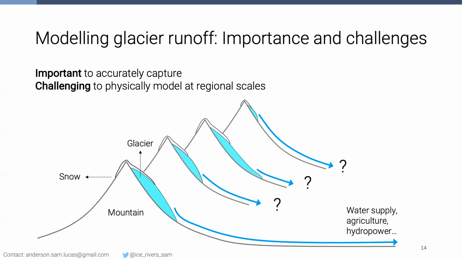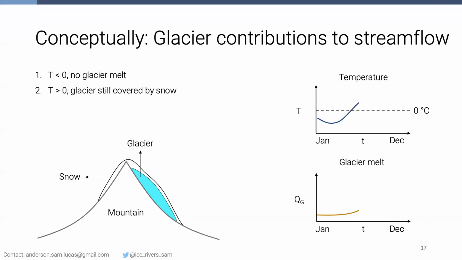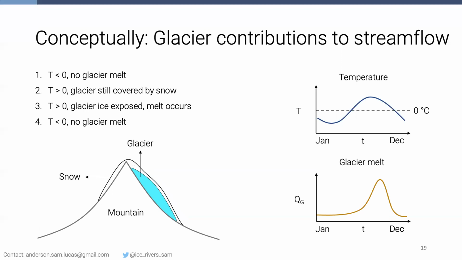To start, let's consider conceptually how glaciers alter streamflow. So consider a glacier in winter. Temperatures are cold, and so there's no glacier melt. As temperatures rise, the snowpack melts away, but the glacier ice may remain largely covered by snow, and so glacier melt remains low. Then, as the snowpack melts away and exposes large areas of the glacier, glacier runoff increases. Then again, temperatures cool below freezing, once again inhibiting glacier runoff.